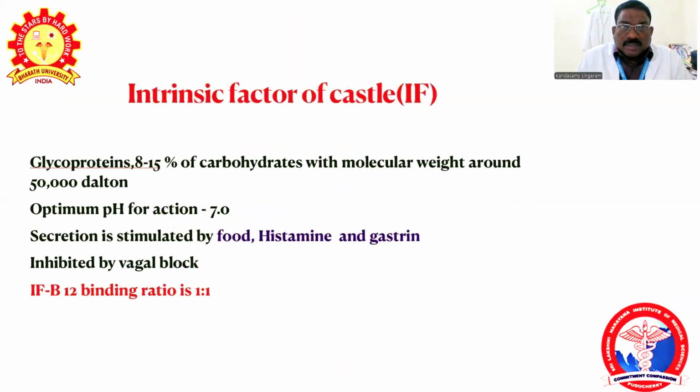The second one is called intrinsic factor of Castle, otherwise IF. It is a glycoprotein consisting of 8 to 15% carbohydrate with a molecular weight of about 50,000 dalton. The pH of this intrinsic factor is around 7. The secretion of intrinsic factor is stimulated by food, histamine, and gastrin, whereas it is inhibited by vagal block. The combination between the intrinsic factor and B12 is in a 1:1 ratio.